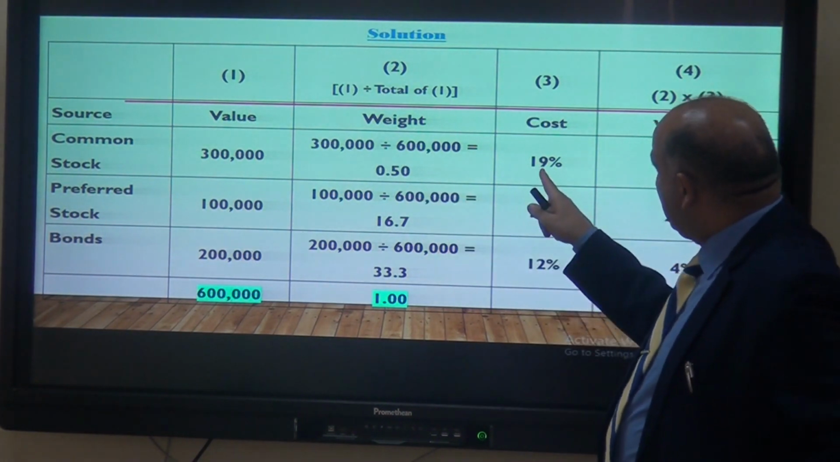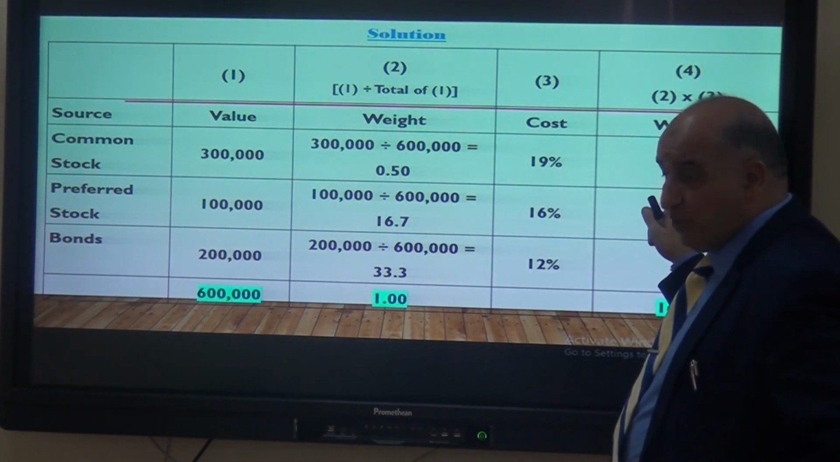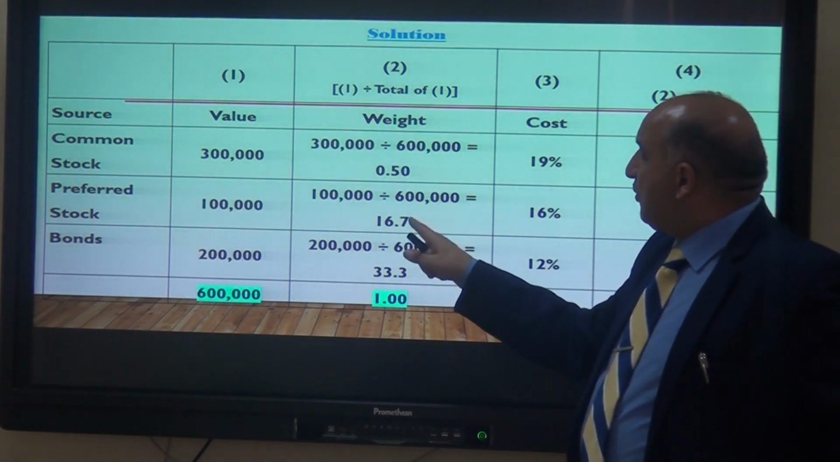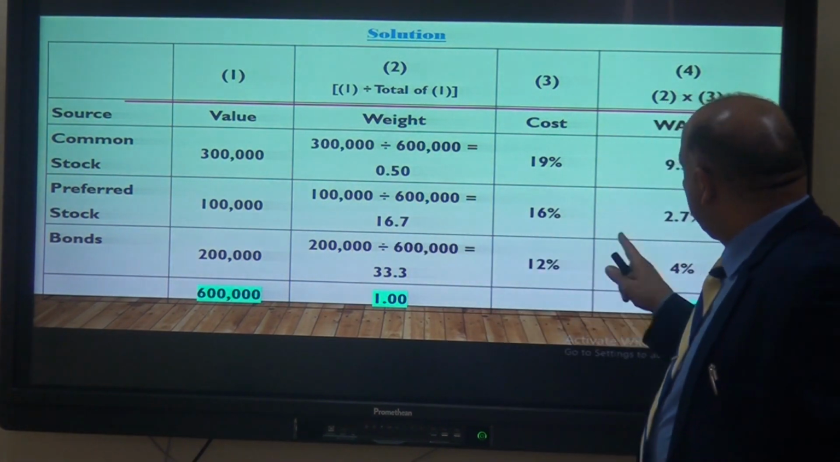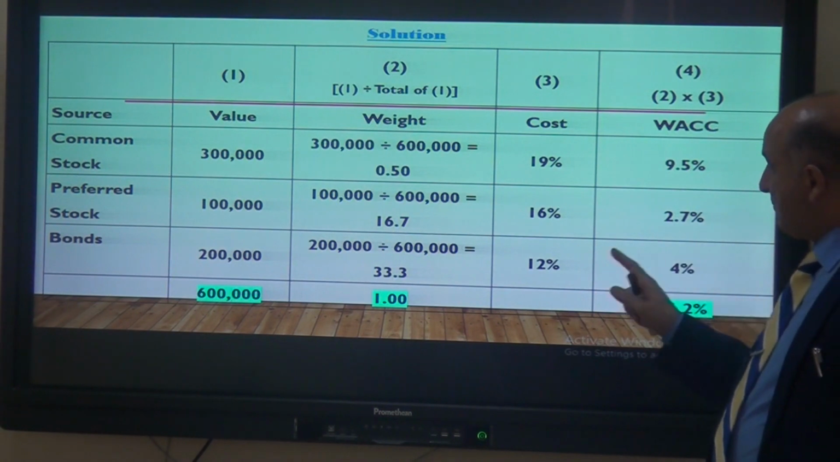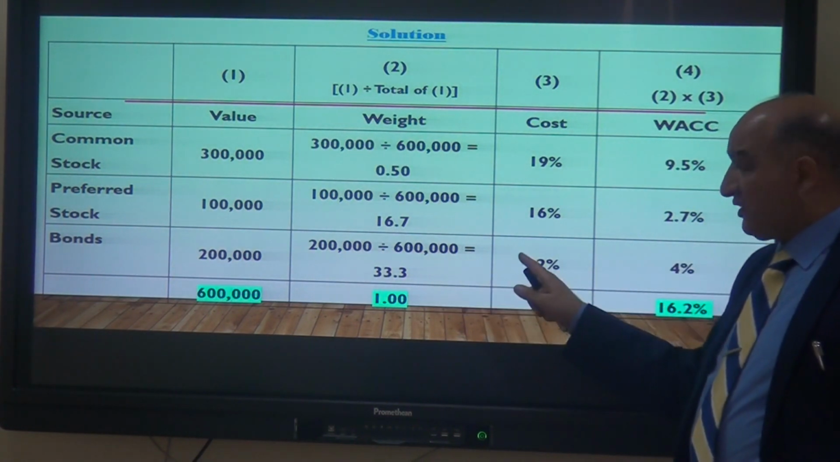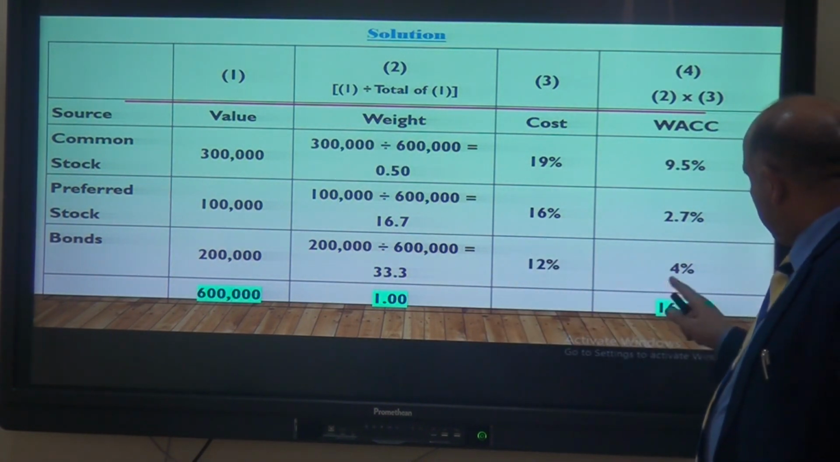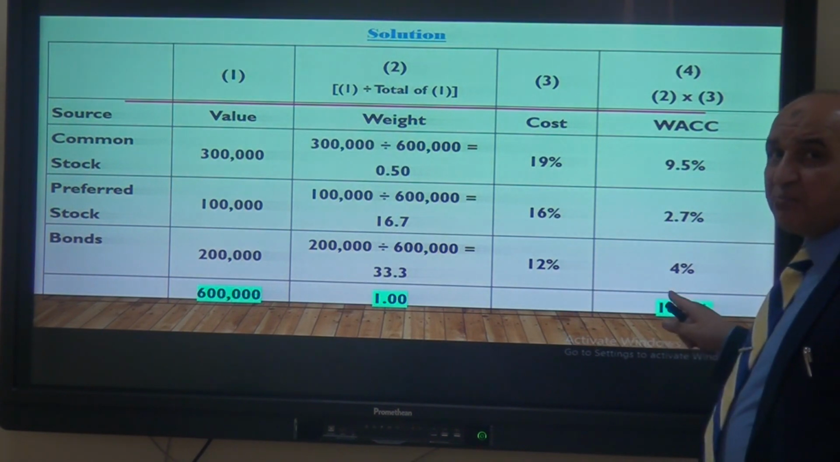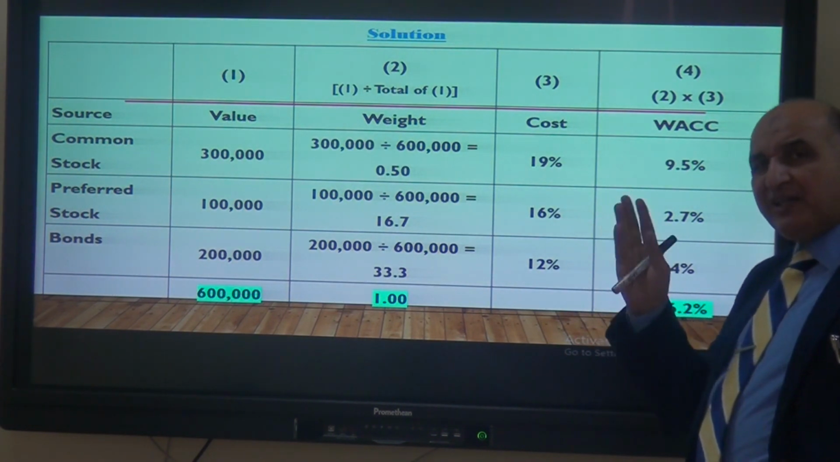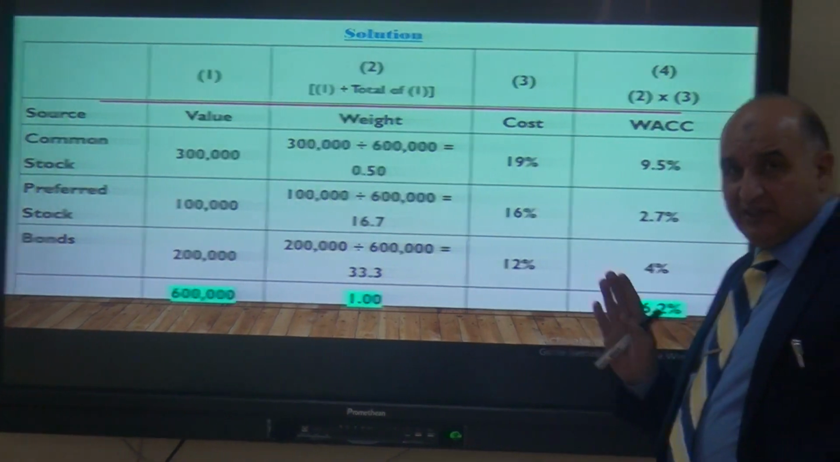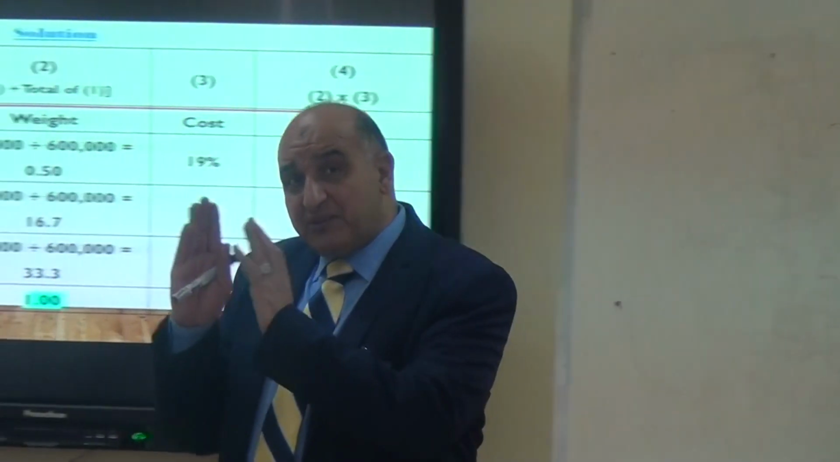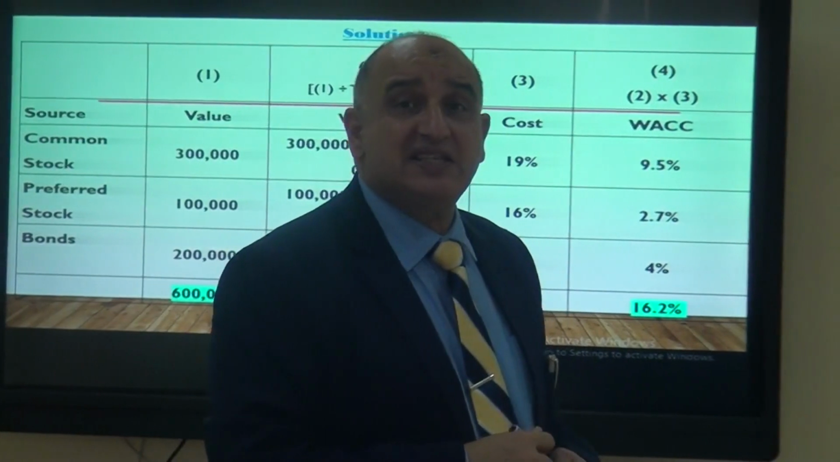50% multiplied by 19% equals 9.5. 16.7% multiplied by 16% equals 2.7%. 33.3% multiplied by 12% equals 4%. The summation equals 16.2%, which is approximately 16%. So the cost of capital is 16%.